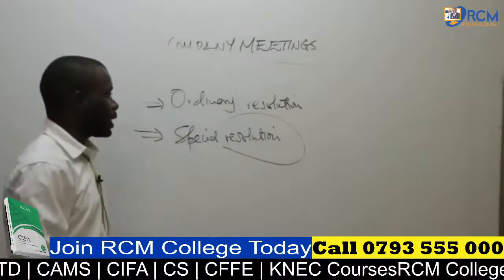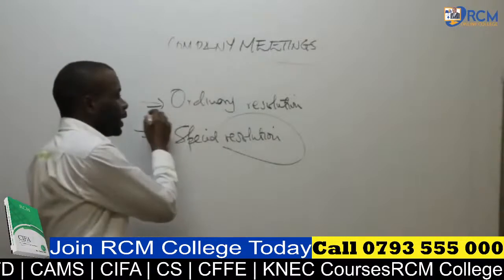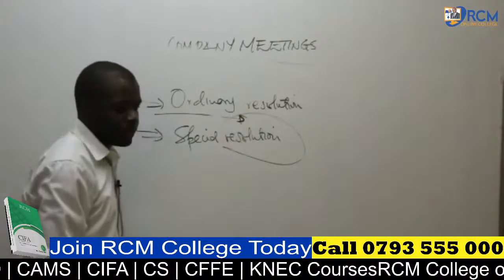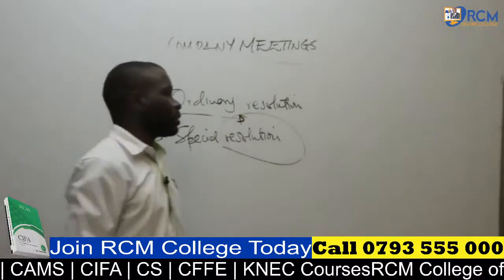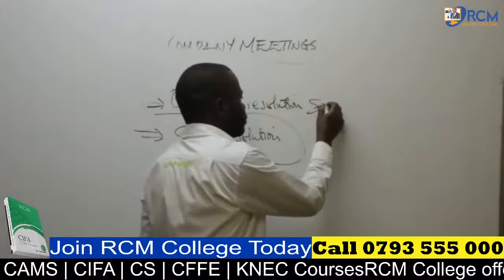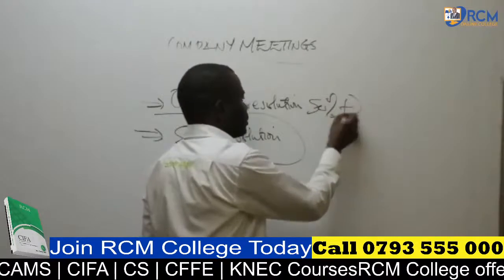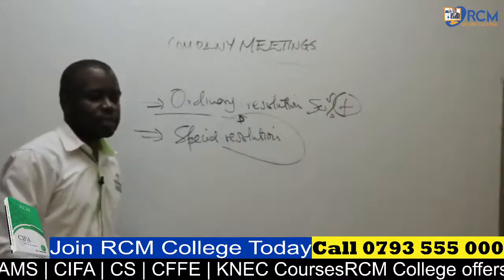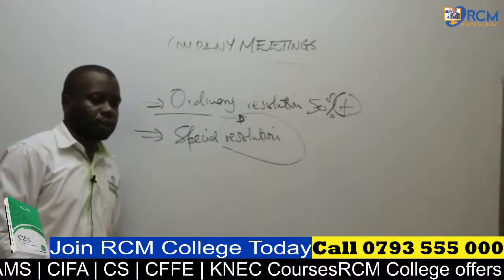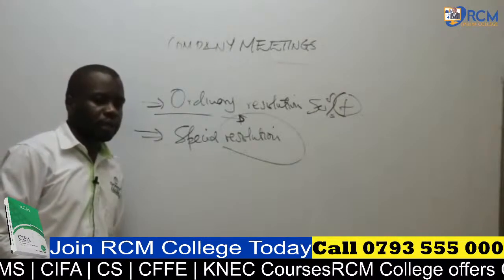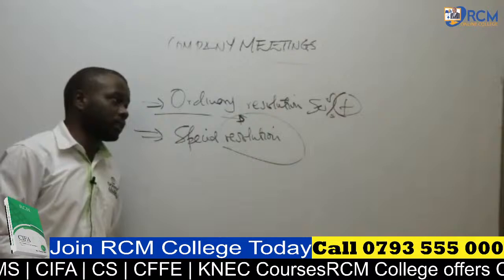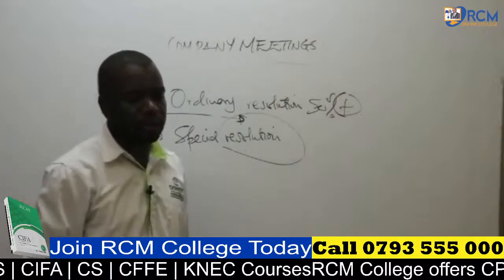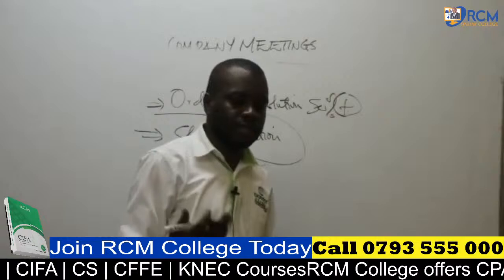When you talk about an ordinary resolution, it is simply a resolution that requires what we call a simple majority to approve. A simple majority simply means so long as it is 50% plus, that is quite enough to approve such a resolution. So an ordinary resolution is one that will be approved by a simple majority. By simple majority, we mean 50% plus.